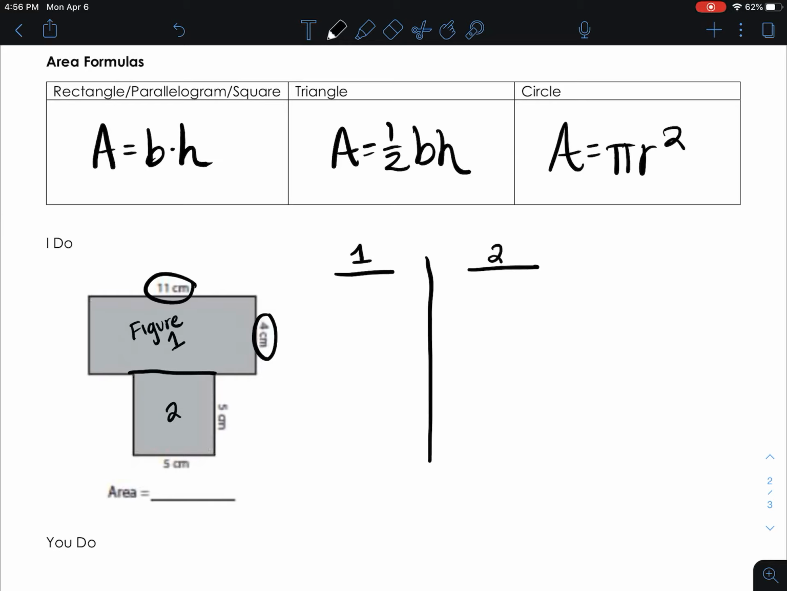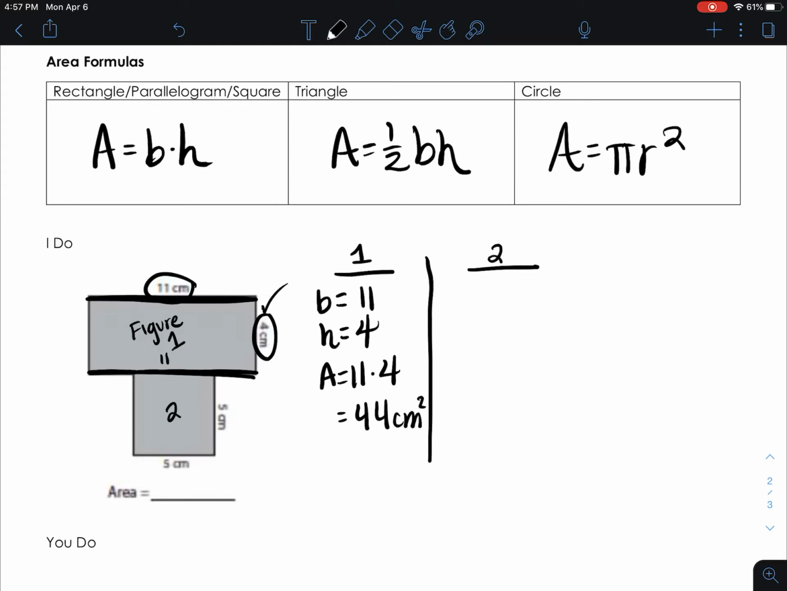Okay, so figure 1, if I'm looking at it, I know that I need to identify my base and the height. So my base here is 11, because this and this top part right here are exactly the same. So this base is 11 and the height is this 4 right here. Now, I'm just going to go ahead and solve for that. 11 times 4, that's 44 centimeters squared.